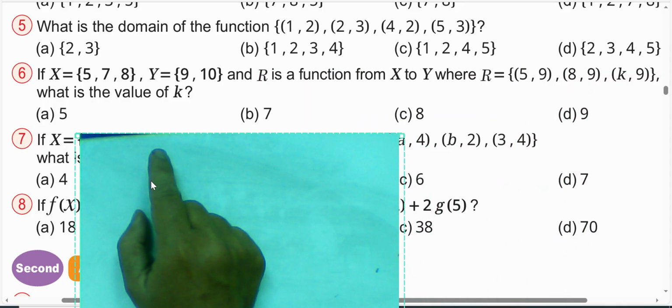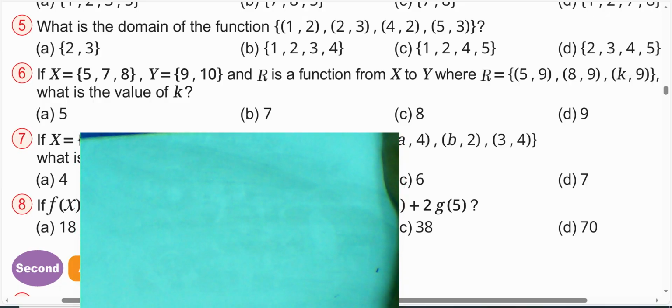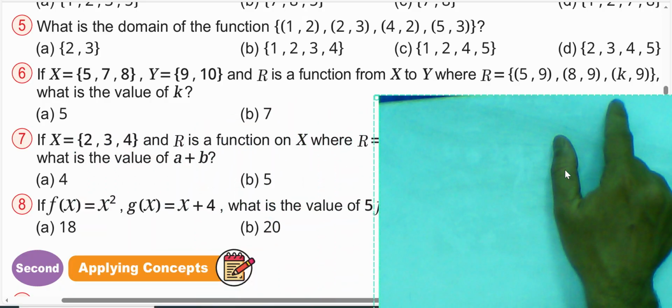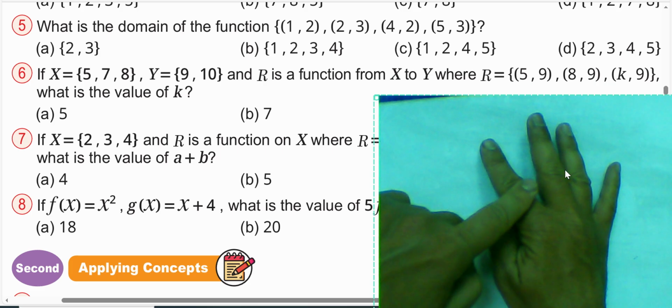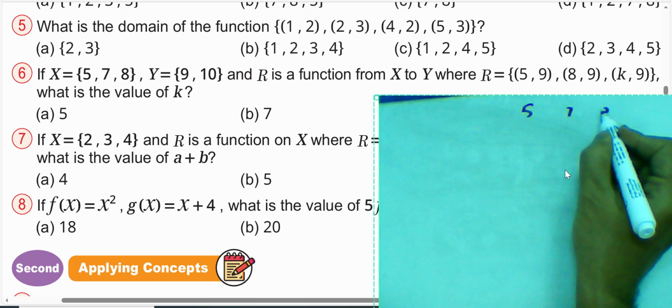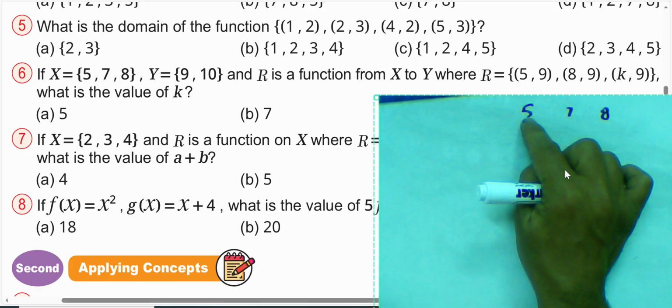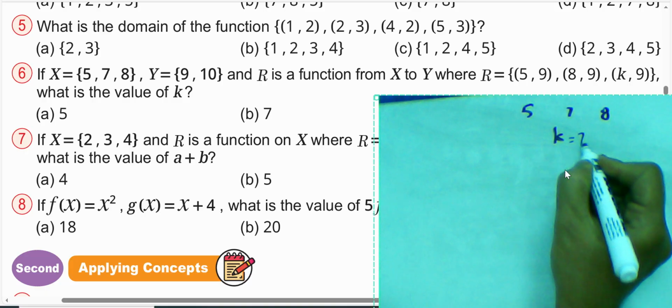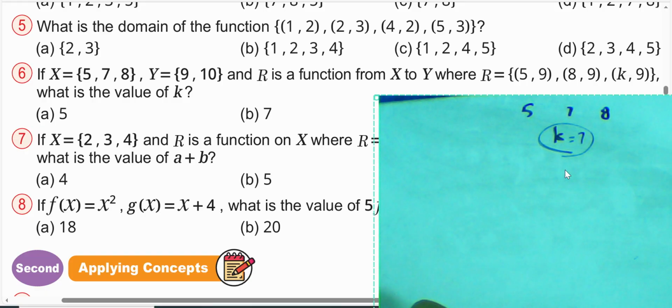Next question. X equal 5, 7, 8 and y equal 9 and 10. And R is the function from x to y where R equal 5 and 9, 8 and 9, k and 9. K will be what? We have 5, 7 and 8. We must write 5, 7 and 8. Then we have 5 appears and 8 appears, then k must be equal 7. The value of k must be equal 7, okay? The value of k equals 7 because in the function, each element in x has only one image in y.